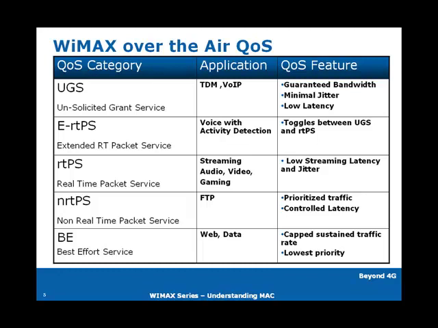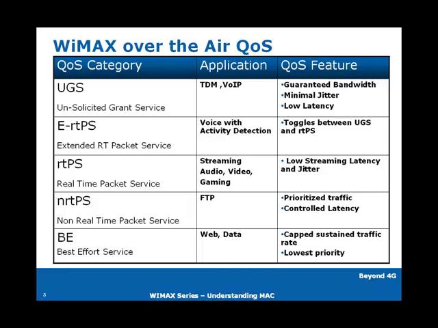Those are called UGS, unsolicited grant services, and then the next one is called ERTPS, extended real-time packet services, and then we have another QoS called real-time packet services, and then non-real-time packet services, and the last is called the best effort. So the UGS category is normally used for TDM and voice over IP links, and whenever a UGS is supported over a service flow, it is guaranteed bandwidth and has the lowest latency and minimal jitter. ERTPS toggles between UGS and RTPS. It has applications for voice.